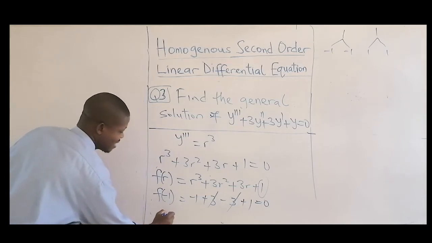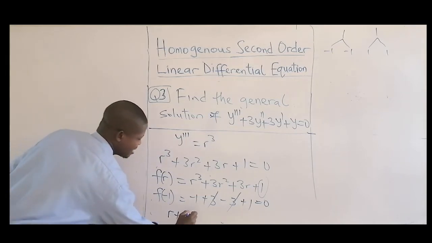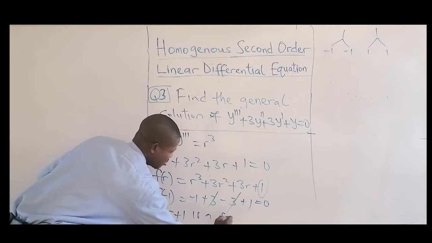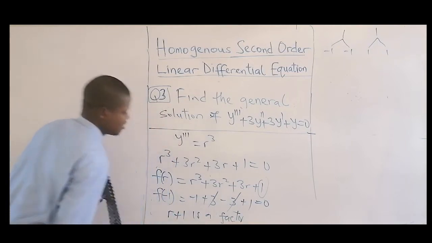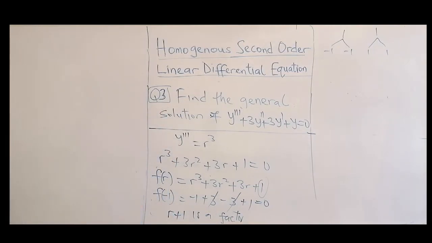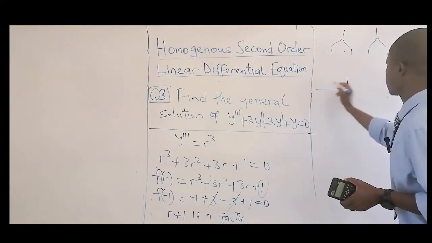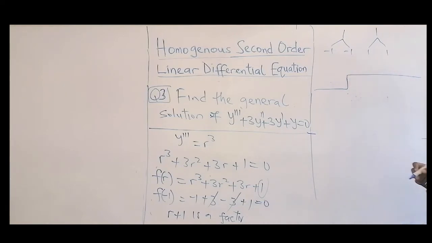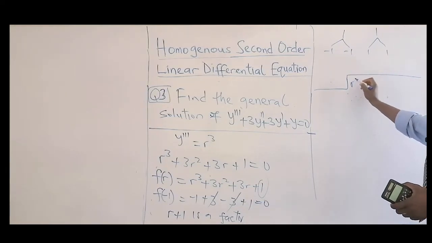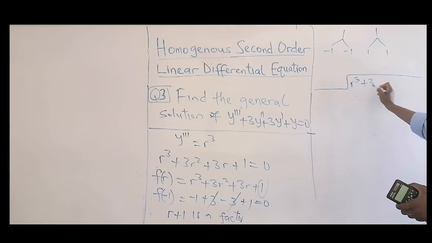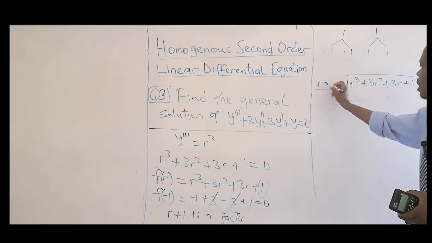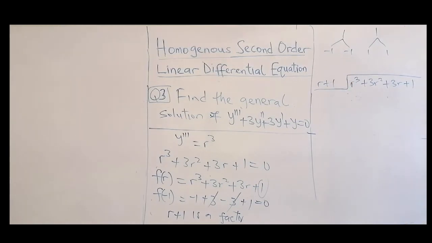It now implies that r plus 1 is a factor. This is a polynomial technique. So if r plus 1 is a factor, then we can do the division to factorize it. To do our division, this will be this, plus this, plus this, plus this. Then we are dividing by r plus 1. Okay?